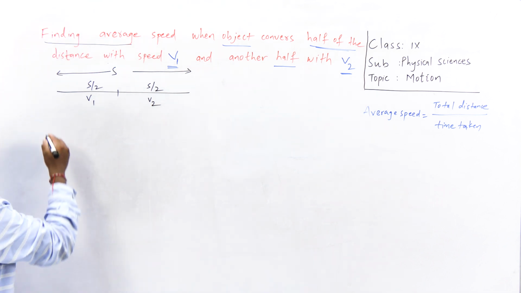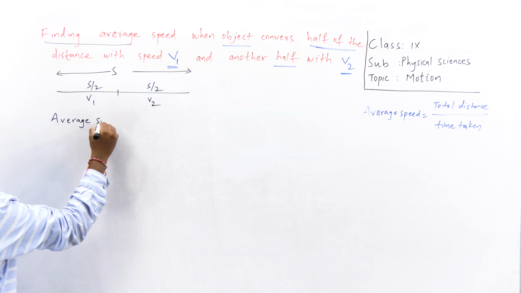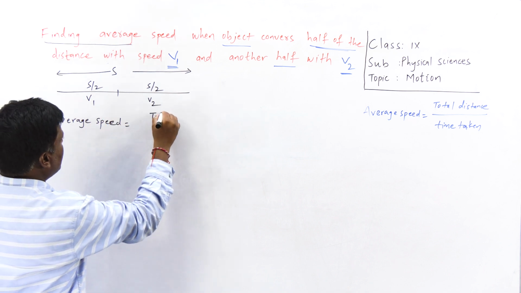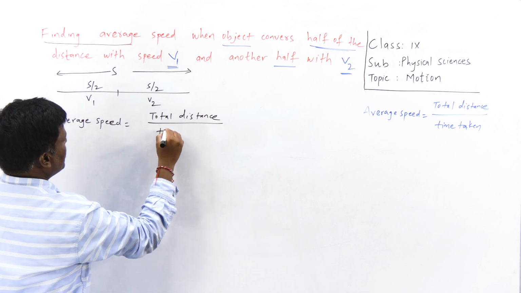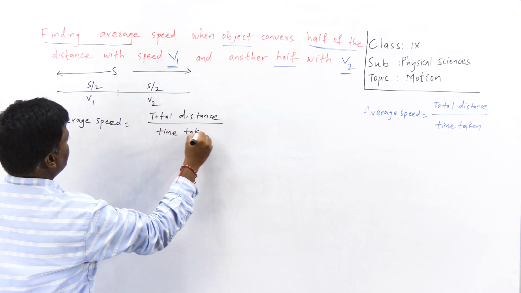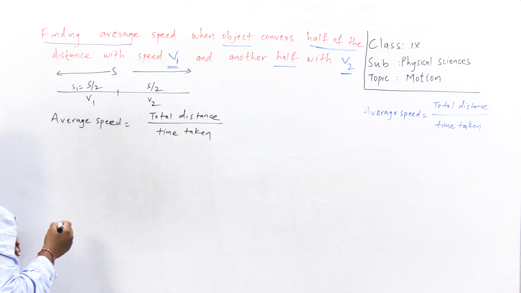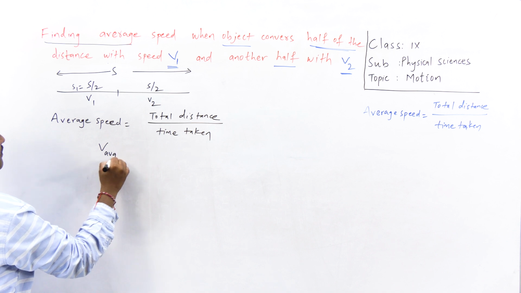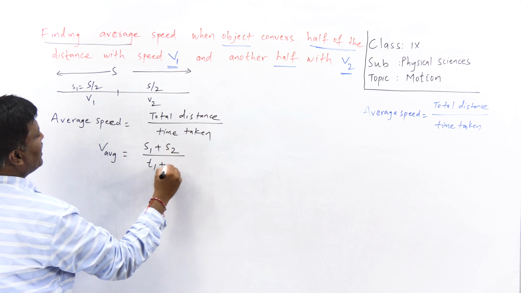Now we are going to the derivation part. What is the general formula of the average speed? Average speed is equal to total distance by total time. So this is the formula for average speed, total distance by time taken. Here, what is the distance value? The journey is divided into two parts, so generally v average is equal to S1 plus S2 by time taken T1 plus T2.